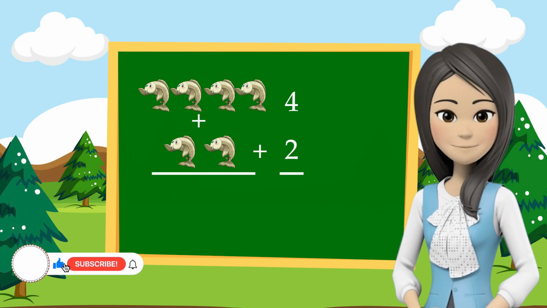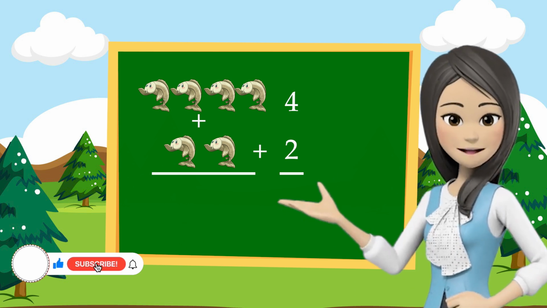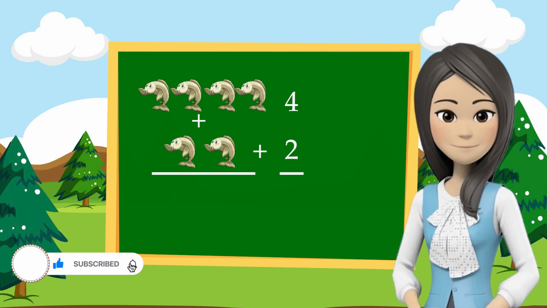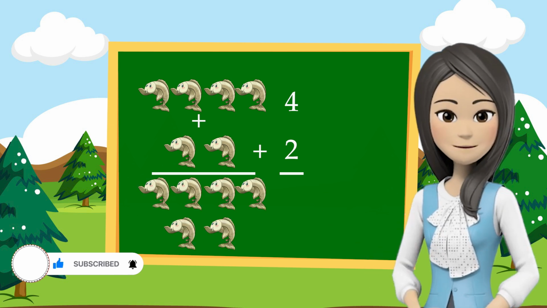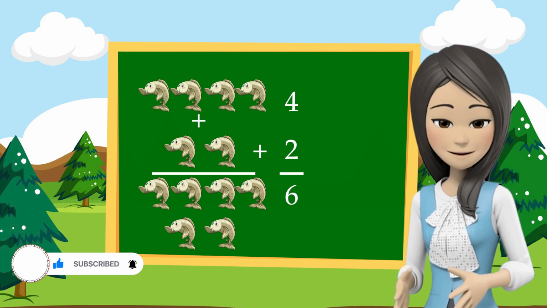Now let's start counting the fishes again. 1, 2, 3, 4, 5, 6. So totally, we have 6 fishes. So we get 4 plus 2 gives 6.